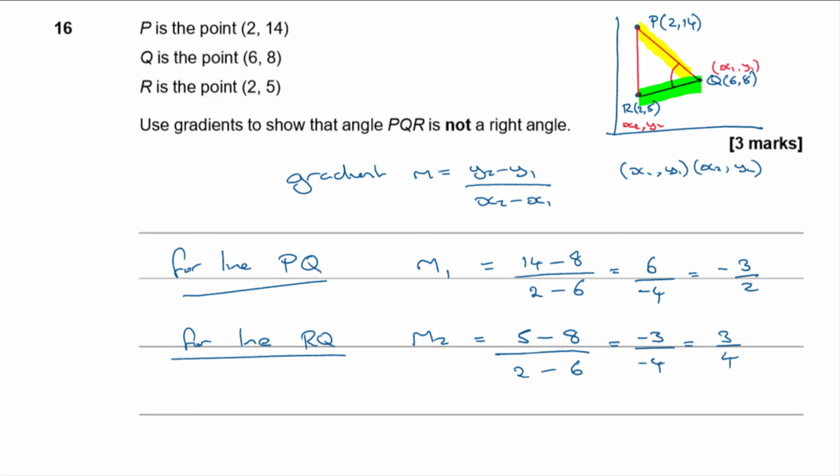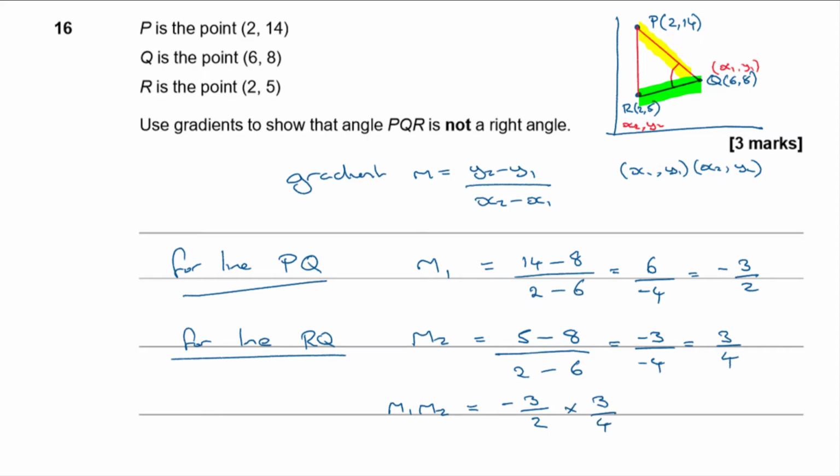Okay, so are they perpendicular? Let's take the gradients M1 and M2 and multiply them together. If they are perpendicular, we should get a value of negative 1. Okay, so let's multiply them.